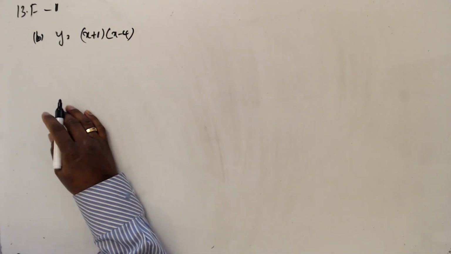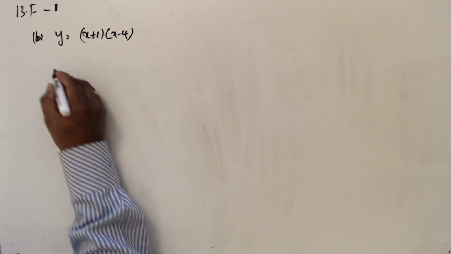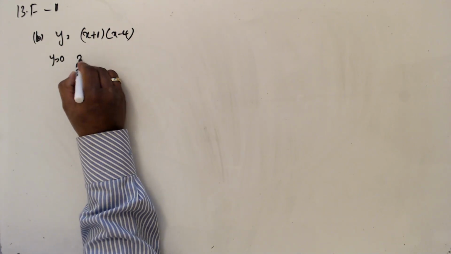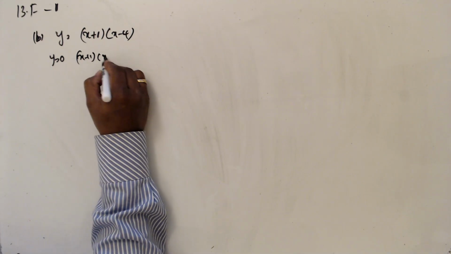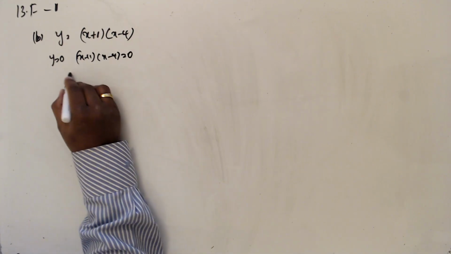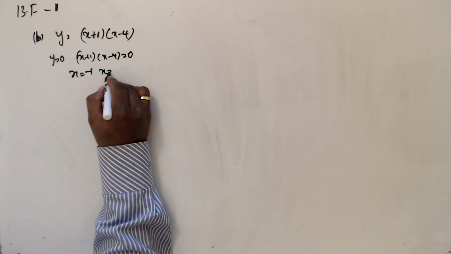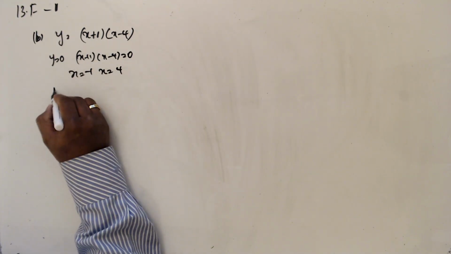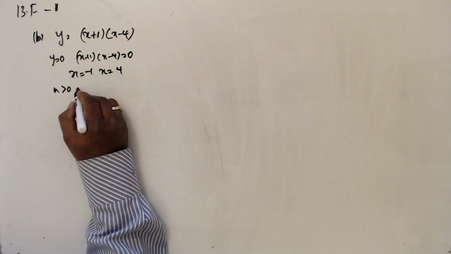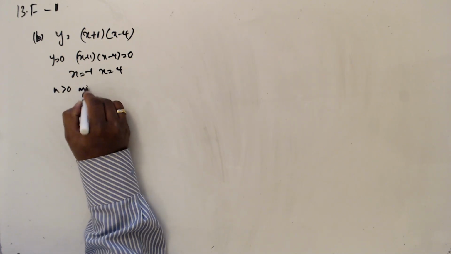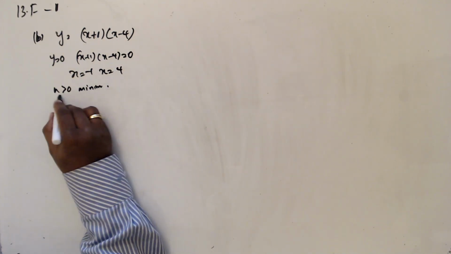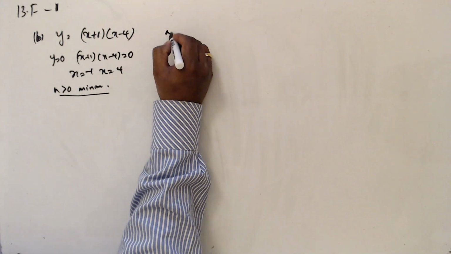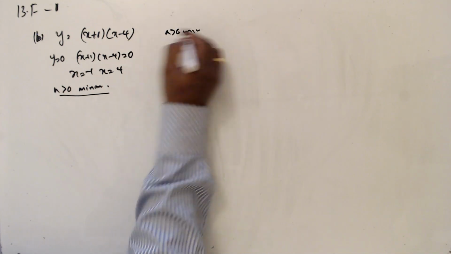Part B. When y equals 0, (x plus 1)(x minus 4) equals 0, x equals minus 1, x equals 4. And we know that since a greater than 0, it has a minimum. I think in the previous one, I can't remember what I said, but that is also a greater than 0 and a minimum.